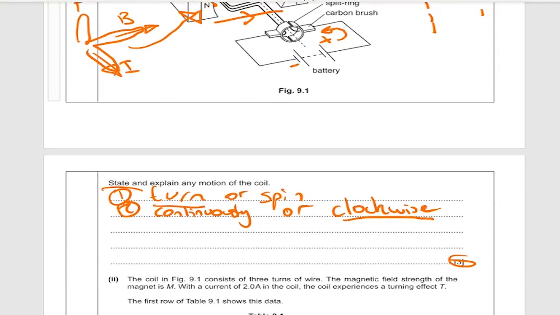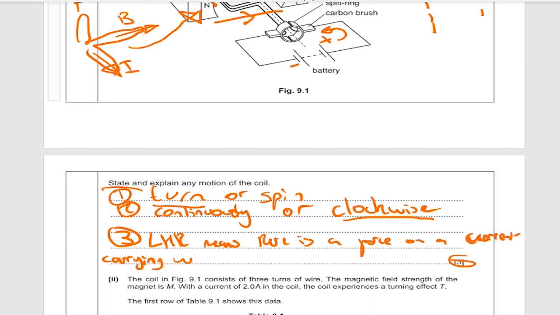And then it says explain. I haven't really explained at this stage yet, so I'm going to now talk about an explanation. Why does it turn? Well, it turns because of Fleming's left-hand rule: there is a force on a current-carrying wire in a magnetic field. That explains why it turns.